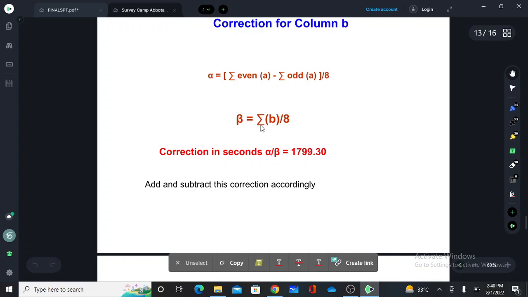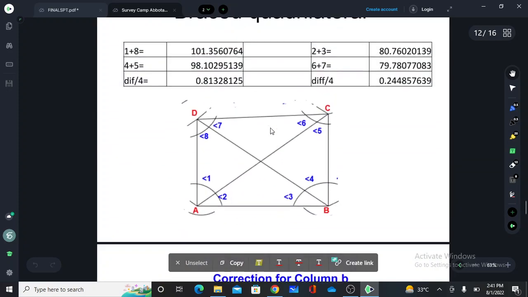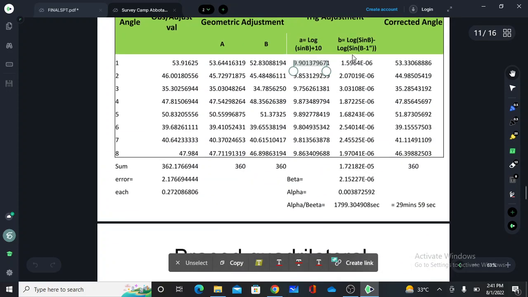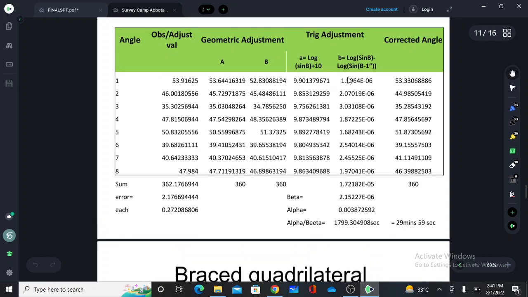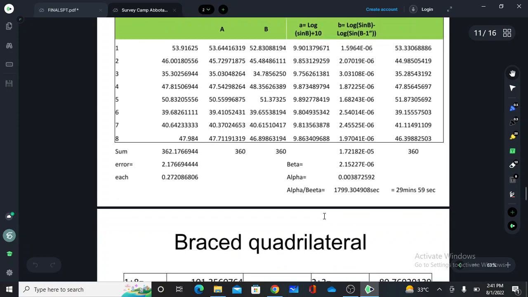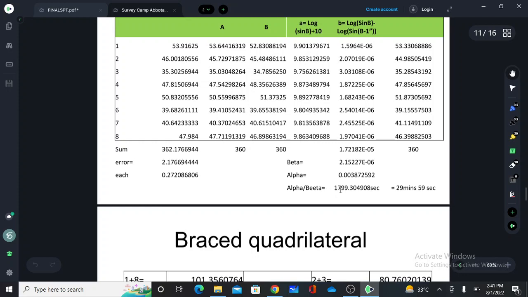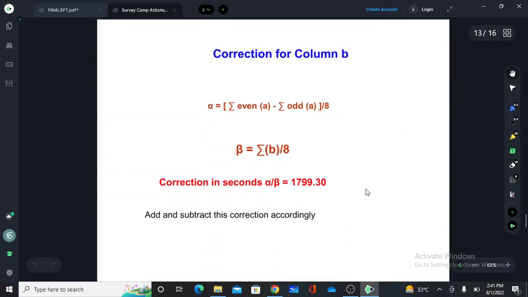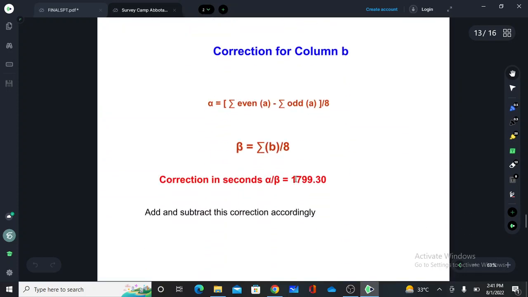And how do we get beta? It is simply the summation of the b values divided by 8. Summing all the values in column b gives us 1.72. We divide it by 8, which gives us beta. Lastly, we find the mean of alpha and beta, which gives us 179.30, and this value is in seconds.